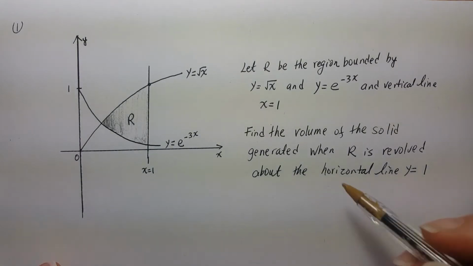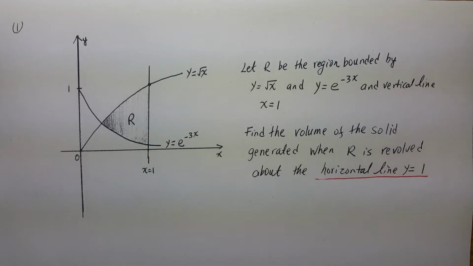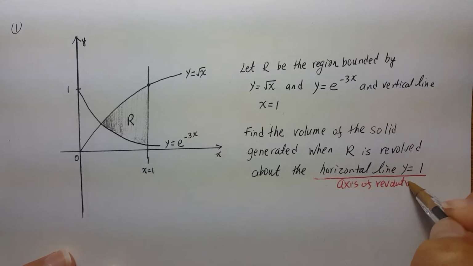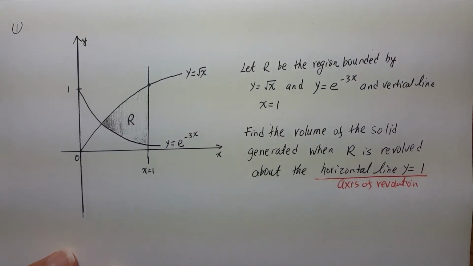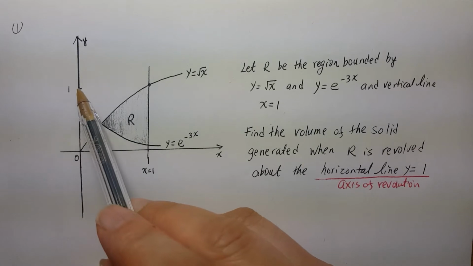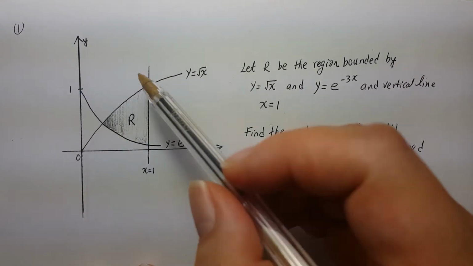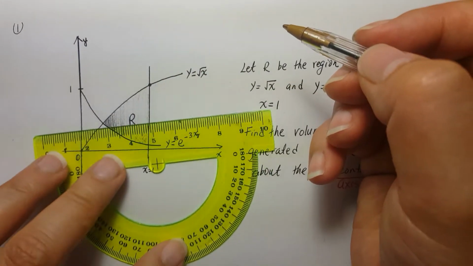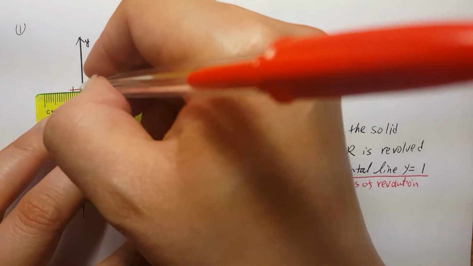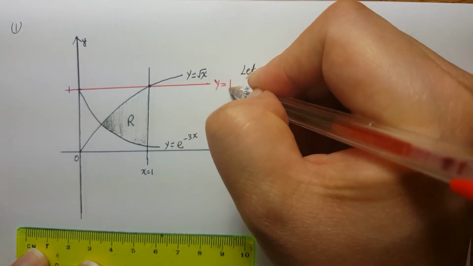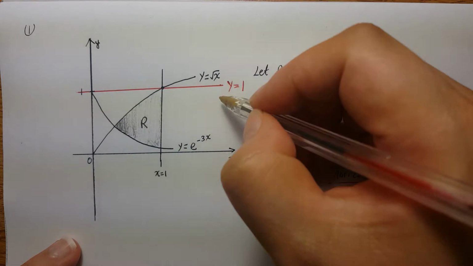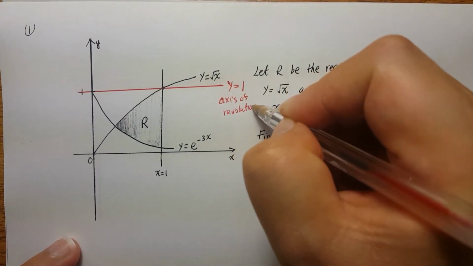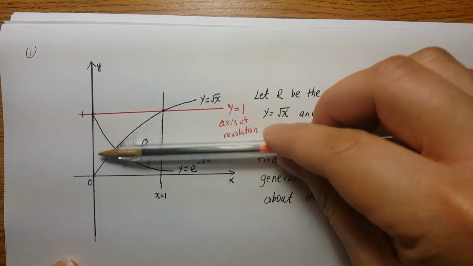So this time we are going to have a horizontal line y equals 1 as the axis of revolution. So now we have to draw the line y equals 1. So y equals 1 is right here. We're going to draw this way. Let's see this point. We get square root 1 equals 1, so this is the point (1, 1). So the line is going to pass through this point, y equals 1. Now this is the axis of revolution. So that means this time you're going to revolve this way.